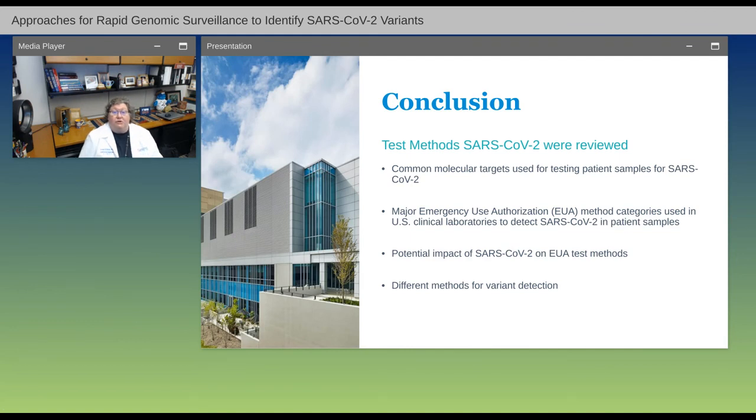So in conclusion, we talked about the common molecular targets used in testing patient samples, the major EUA methods, the potential impact of the variants on our EUA test methods, and different methods for variant detection. I thank you very much for your attention, and have a great day.